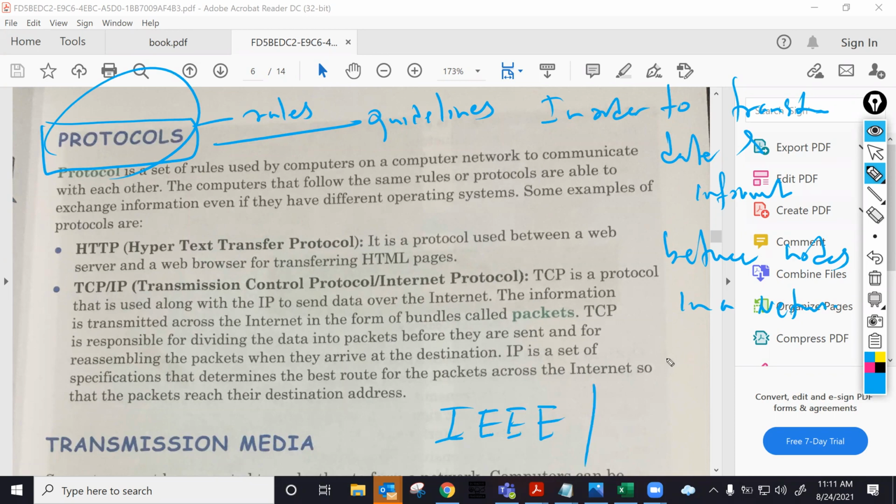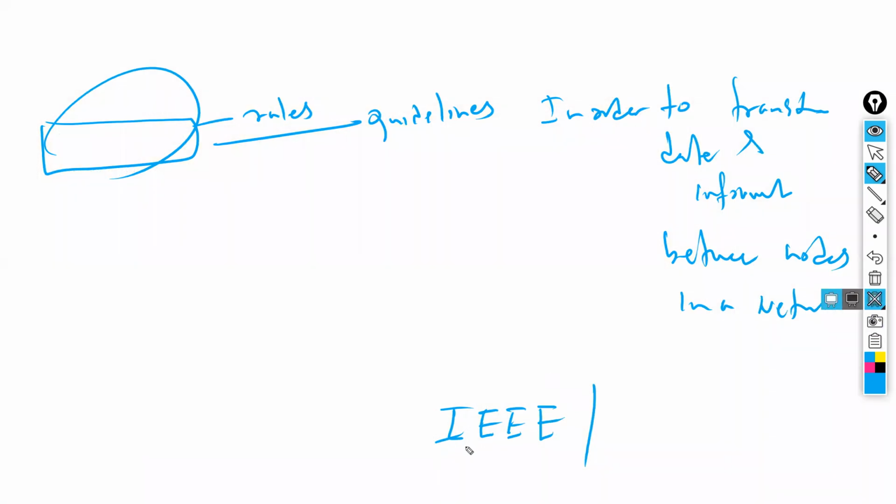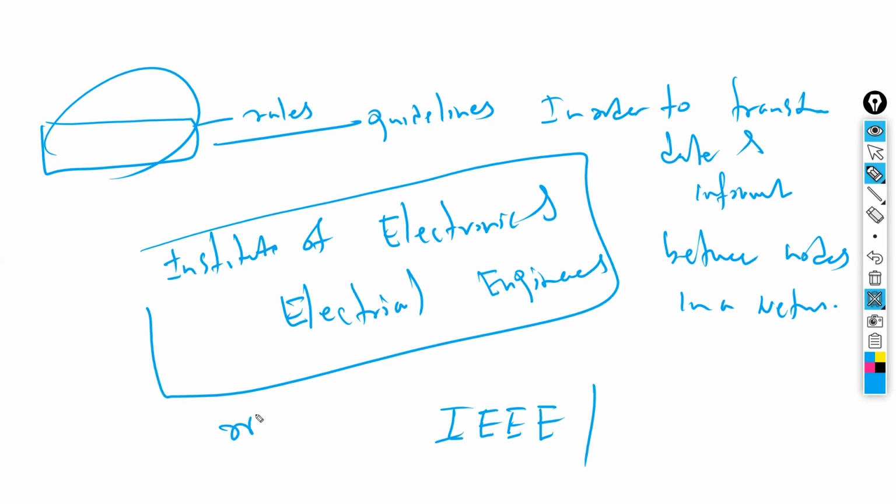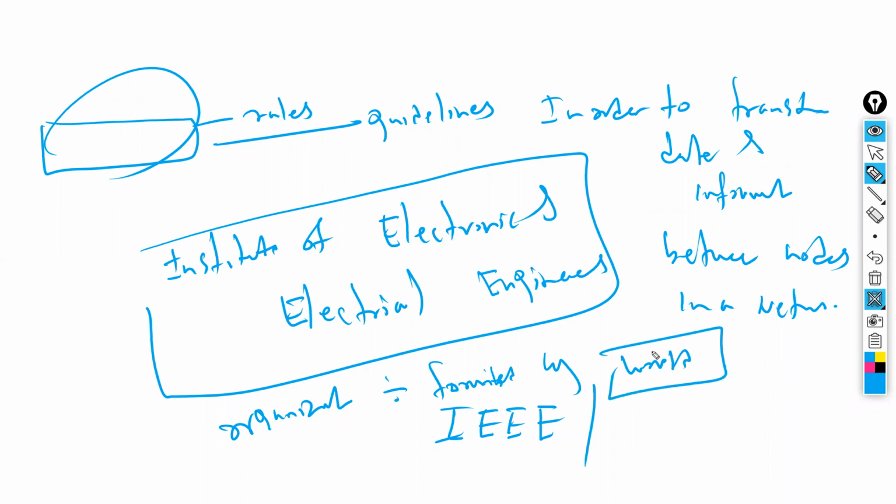IEEE, and there are some predefined organizations. IEEE means Institute of Electrical and Electronics Engineers. So this is the organization formed by engineers around the world. They have organized this institute and they will follow the guidelines.